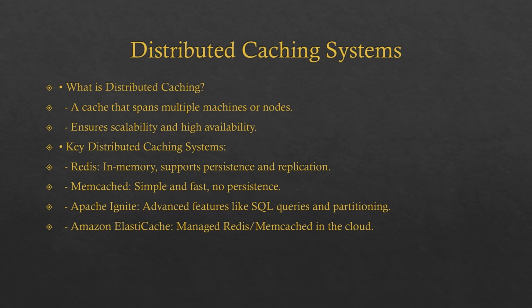Redis, for example, is an in-memory data structure store with support for persistence and replication, while Memcached is known for its simplicity and speed, though it does not support persistence.